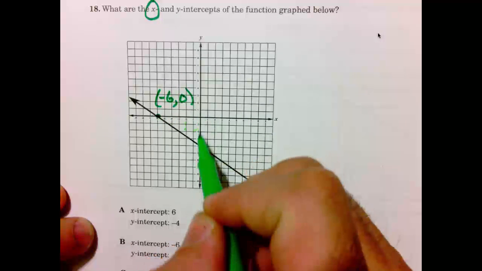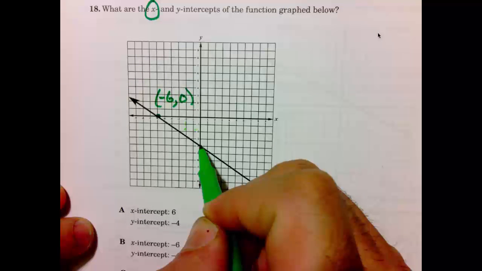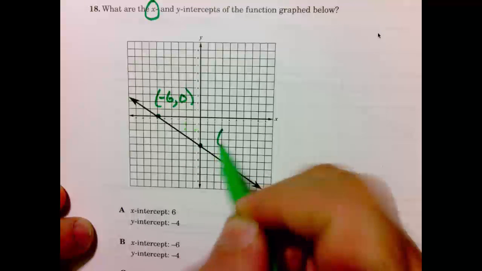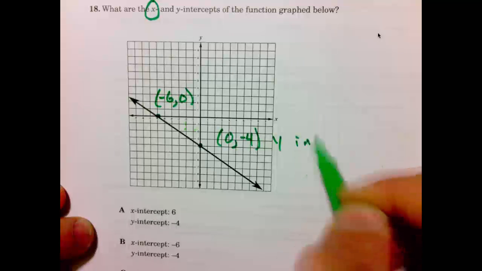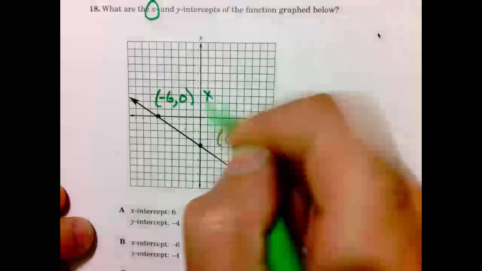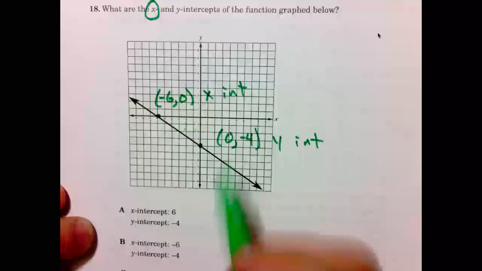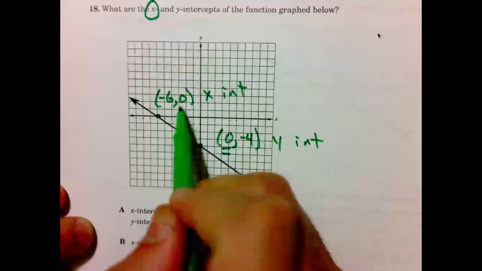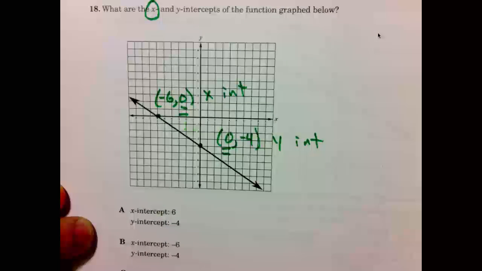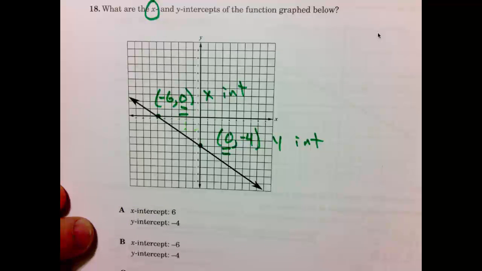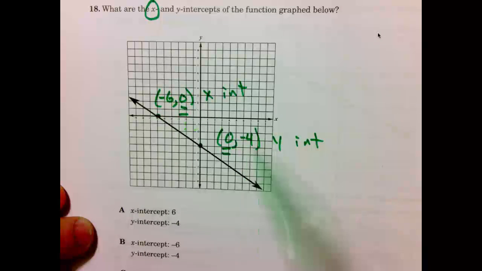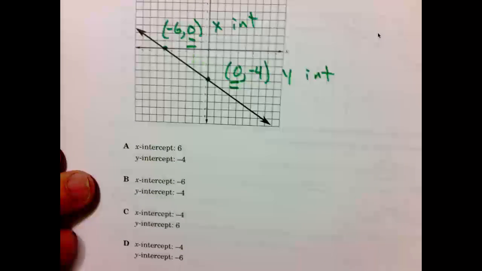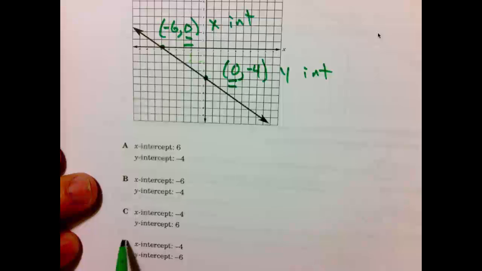Now the y-intercept. 0, -4. That's the y-intercept. This is the x-intercept. Notice at the intercepts, both have a 0. At the intercepts, there will always be a 0 involved. So the x-intercept is -6, the y-intercept is -4. The correct answer is D.